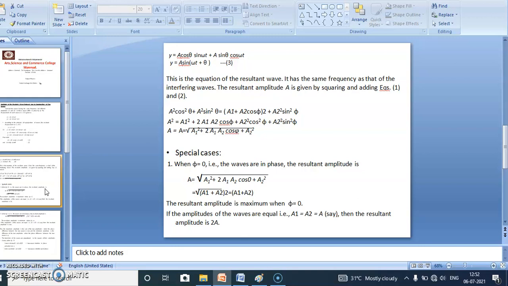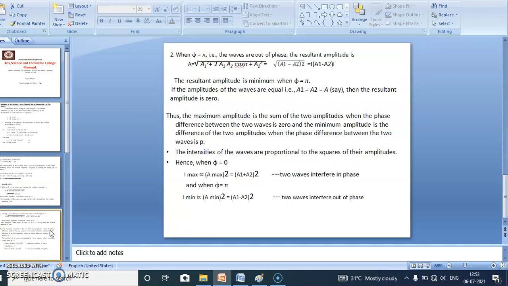Okay, then this term is like (a plus b) whole squared. Then we can write A is equal to under root (A1 plus A2) whole squared. Sorry, square and square root get cancelled. Write down the term A is equal to A1 plus A2, and this is the maximum resultant amplitude when phi is equal to 0. If the amplitudes of the waves are equal, that is A1 is equal to A2 is equal to A, then the resultant amplitude is twice A. Okay, this is the first case.